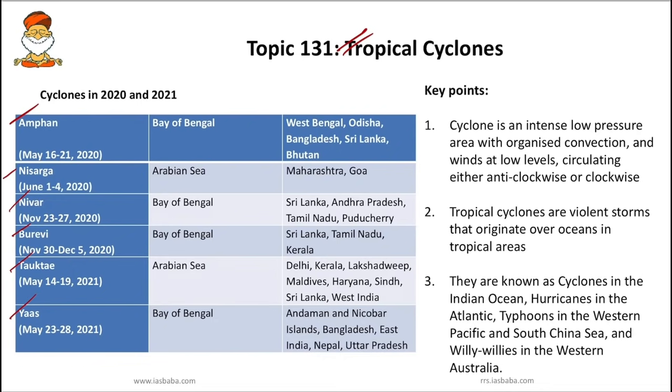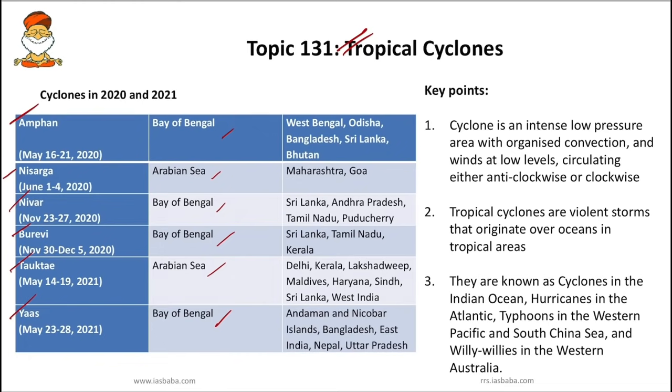So Amphan was over Bay of Bengal, Nisarga was over Arabian Sea, Cyclone Nivar was Bay of Bengal, Burevi was Bay of Bengal, Taukte was Arabian Sea, and Yas was Bay of Bengal. So try to remember, try to revise these.